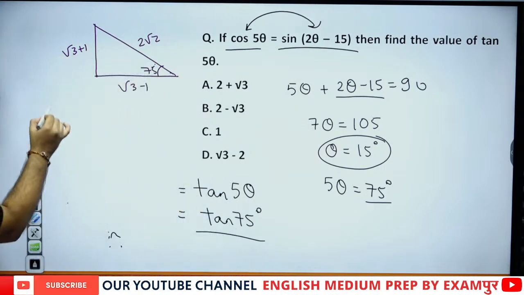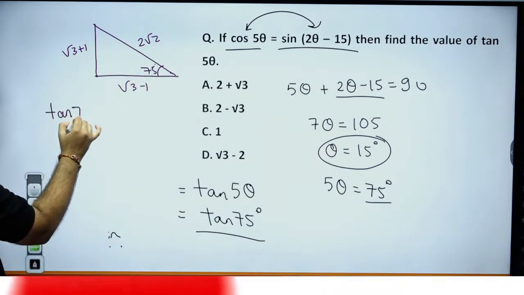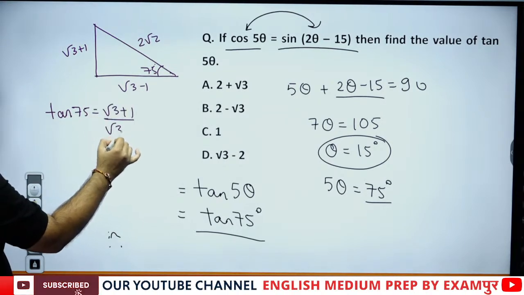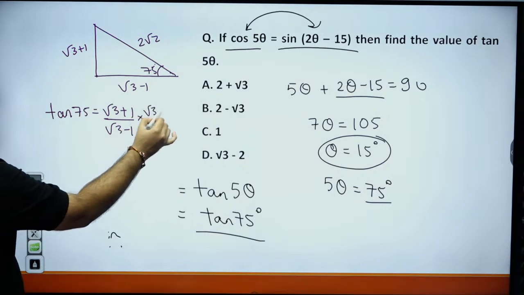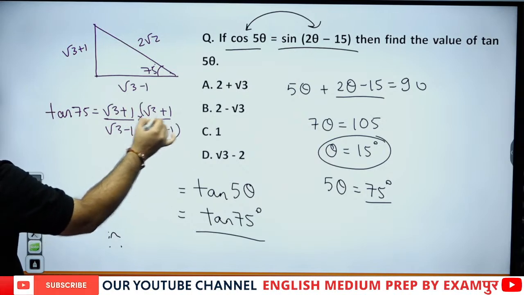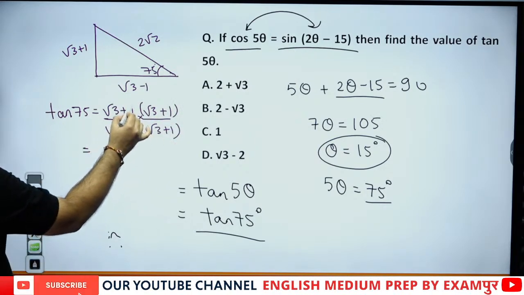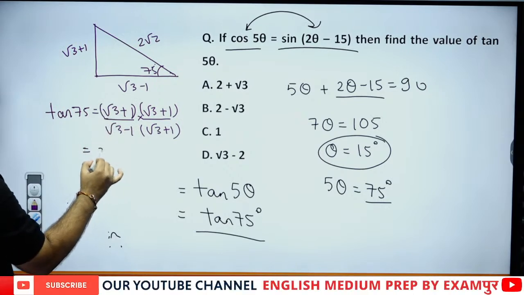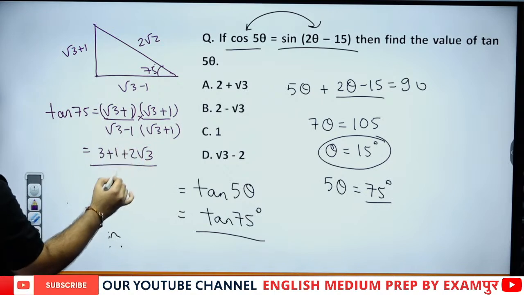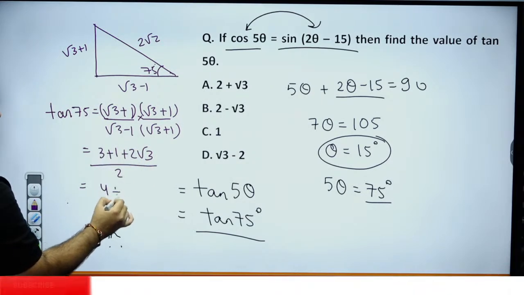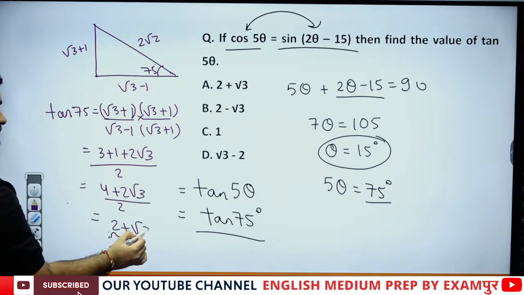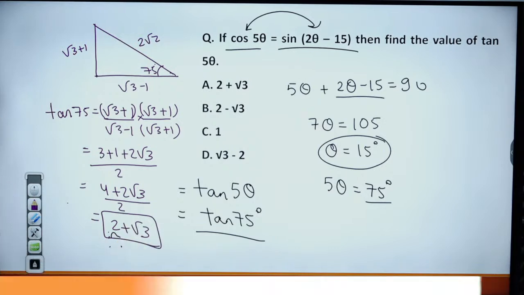So if you write tan 75, it is root 3 plus 1 upon root 3 minus 1. Rationalize it by root 3 plus 1 once more. It will become a plus b whole square, that is a square plus b square plus 2ab. And the denominator will become 3 minus 1, 2. 4 plus 2 root 3 divided by 2 is 2 plus root 3.